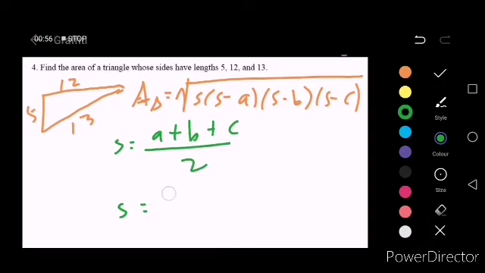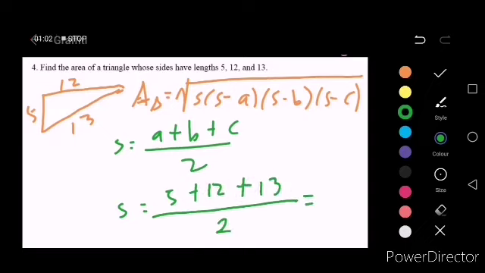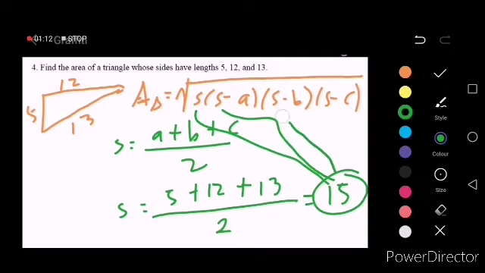So S is equal to 5 plus 12 plus 13 divided by 2. And the answer is what? Yes, the answer is 15. Now, since we know that S is equal to 15, substituting this 15 in the formula and the values of A, B, and C, which are these three, we can now solve for the area.